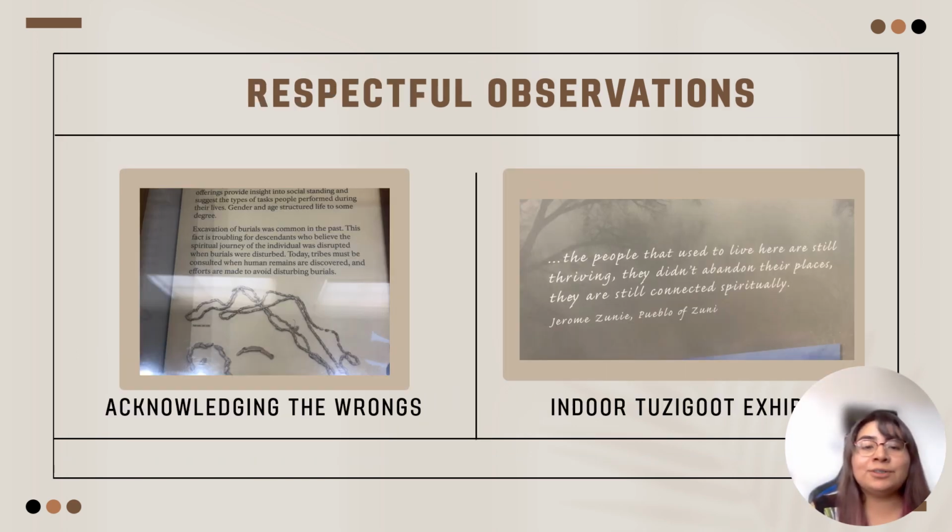And then there are also respectful observations, one being at Chuska. Both of these pictures were taken at Chuska. One is acknowledging the wrongs. They acknowledged that excavating was not right, and they explained that there, and they're not doing that anymore. And then another picture here shows a portion of a person from the Pueblo of Zuni, and he shares a little bit about his relationship to that place, which is great. And I think a lot of parks and outdoor spaces will benefit from that.